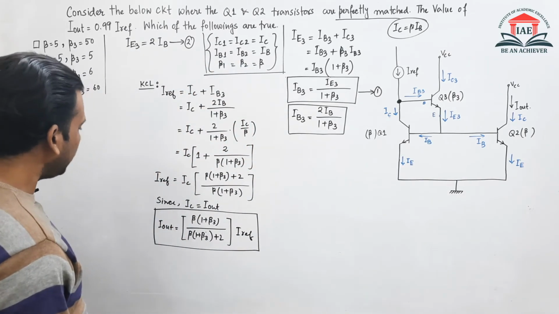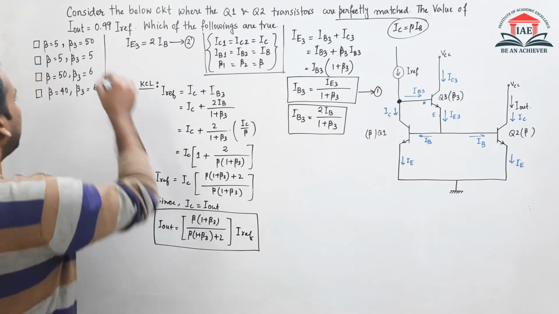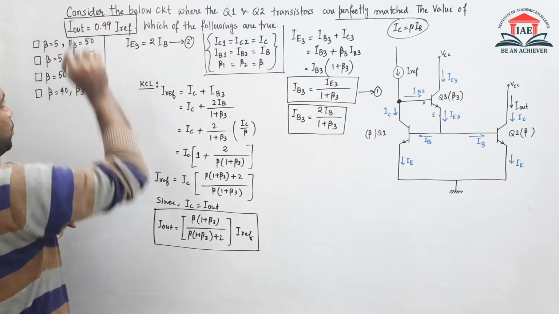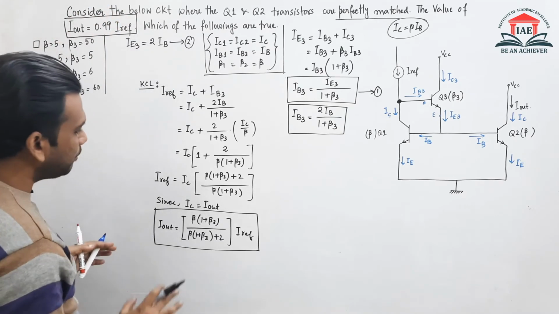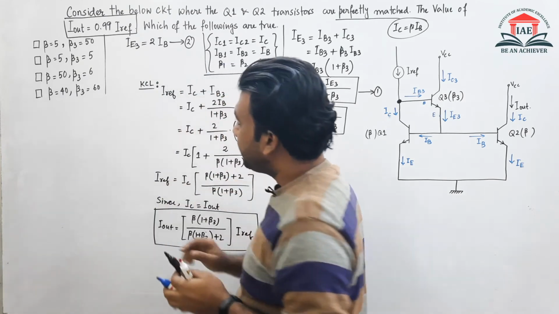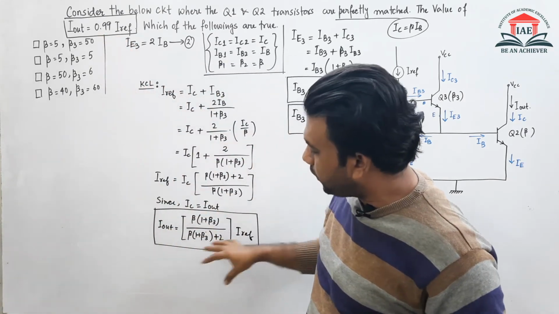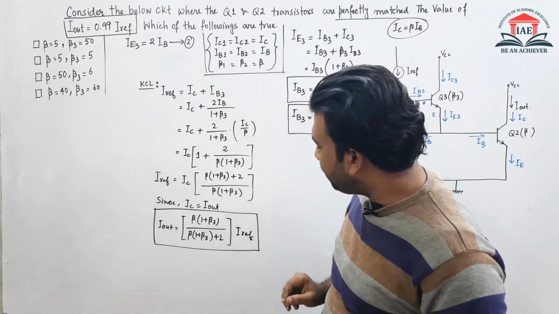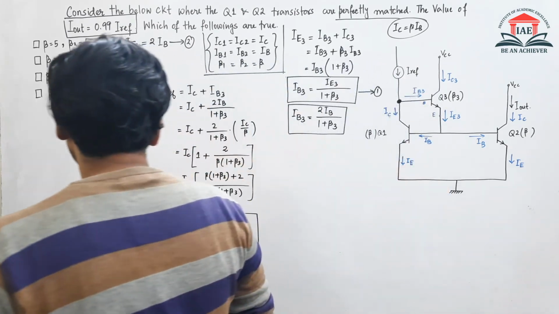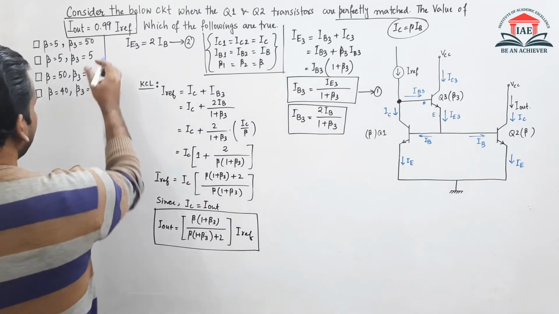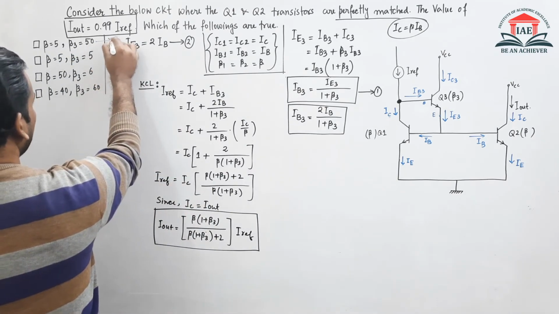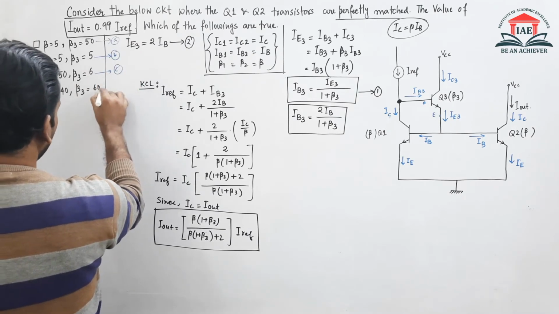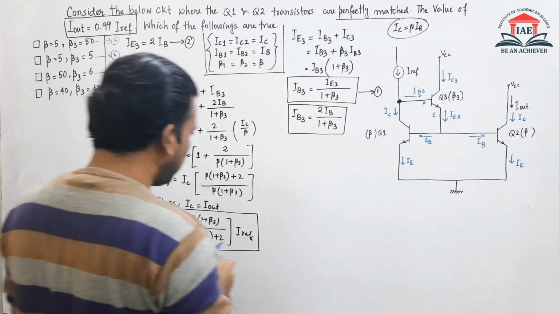अब आपके पास गिवन है कि I out वैल्यू is equals to I reference into 0.99. Now what I will do, I will take each of the option and put here and see whether it is 0.99 I reference or not. So for that purpose, if I take the first option, so let us take it as a first option. Option A, ये मेरा option B, ये मेरा option C, and this is option D.